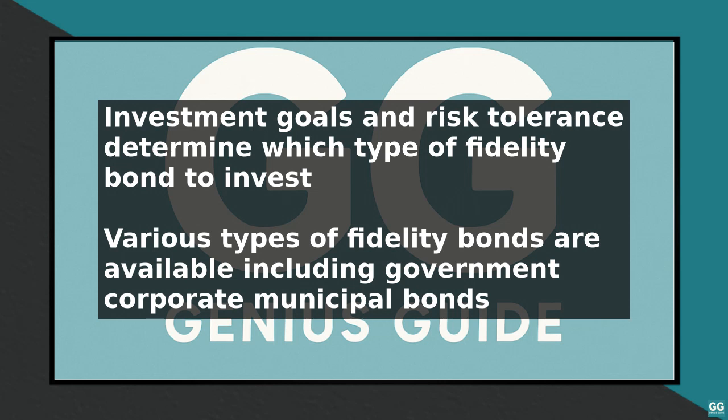Once you have determined your investment goals, you can start evaluating individual Fidelity bonds. Look for bonds with high credit ratings, as they are less likely to default. You should also consider the yield, which is the return on investment you can expect to earn. A higher yield generally means a higher risk, so it is crucial to strike a balance between risk and return.